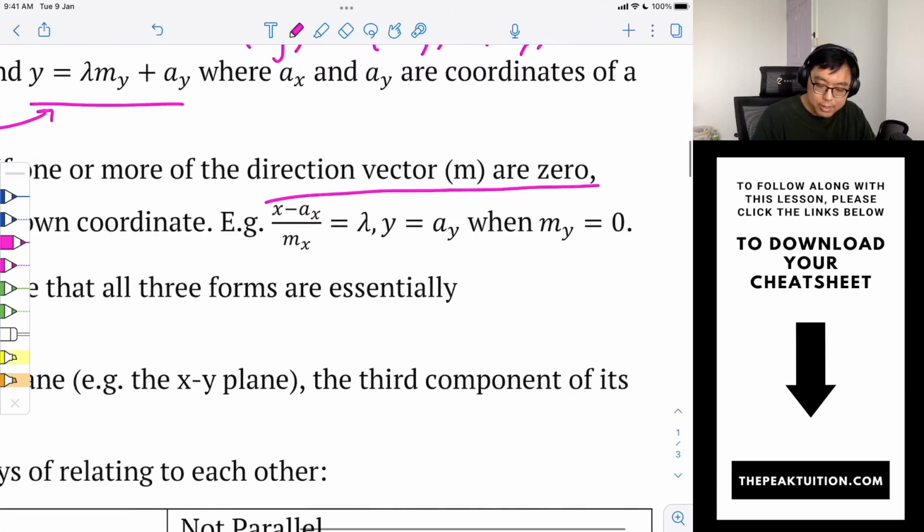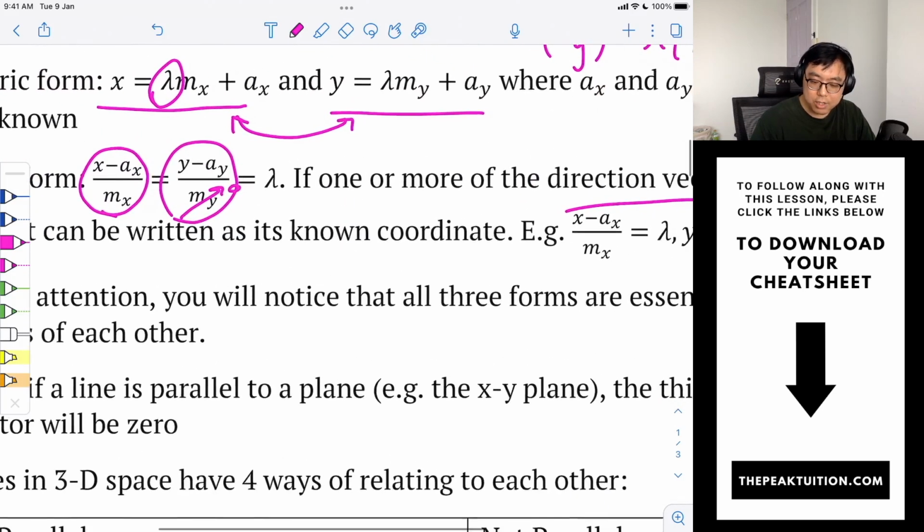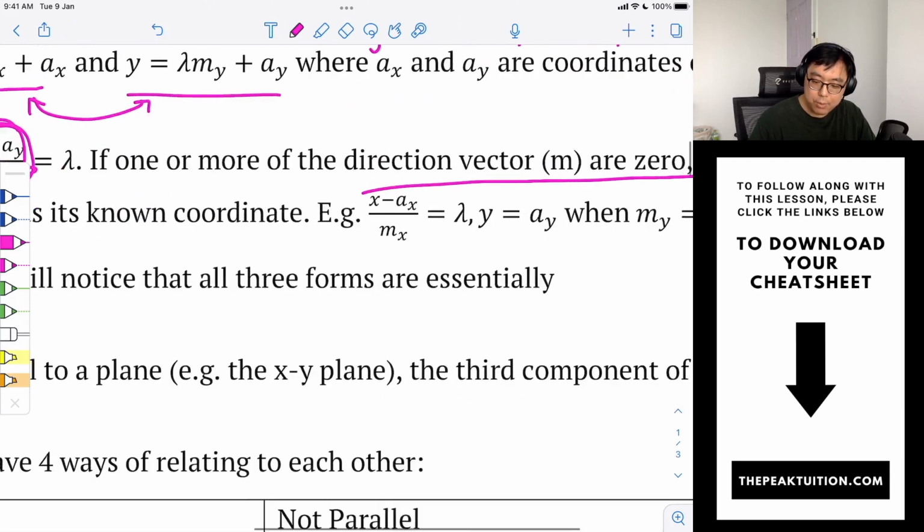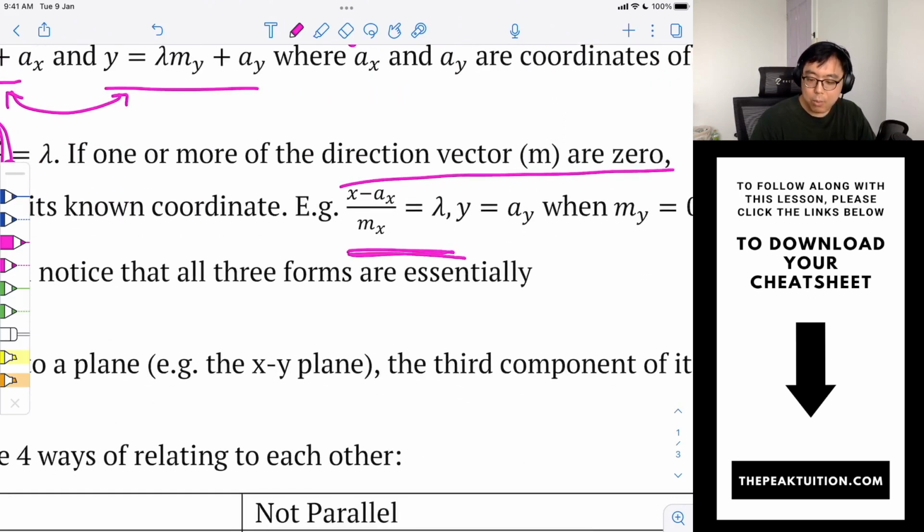Because if the direction vector is 0, that means it doesn't change in that direction. So we just drop that term from the Cartesian. We just ignore this, and we just write it like this, whereas the y will just be equal to a constant. Okay?